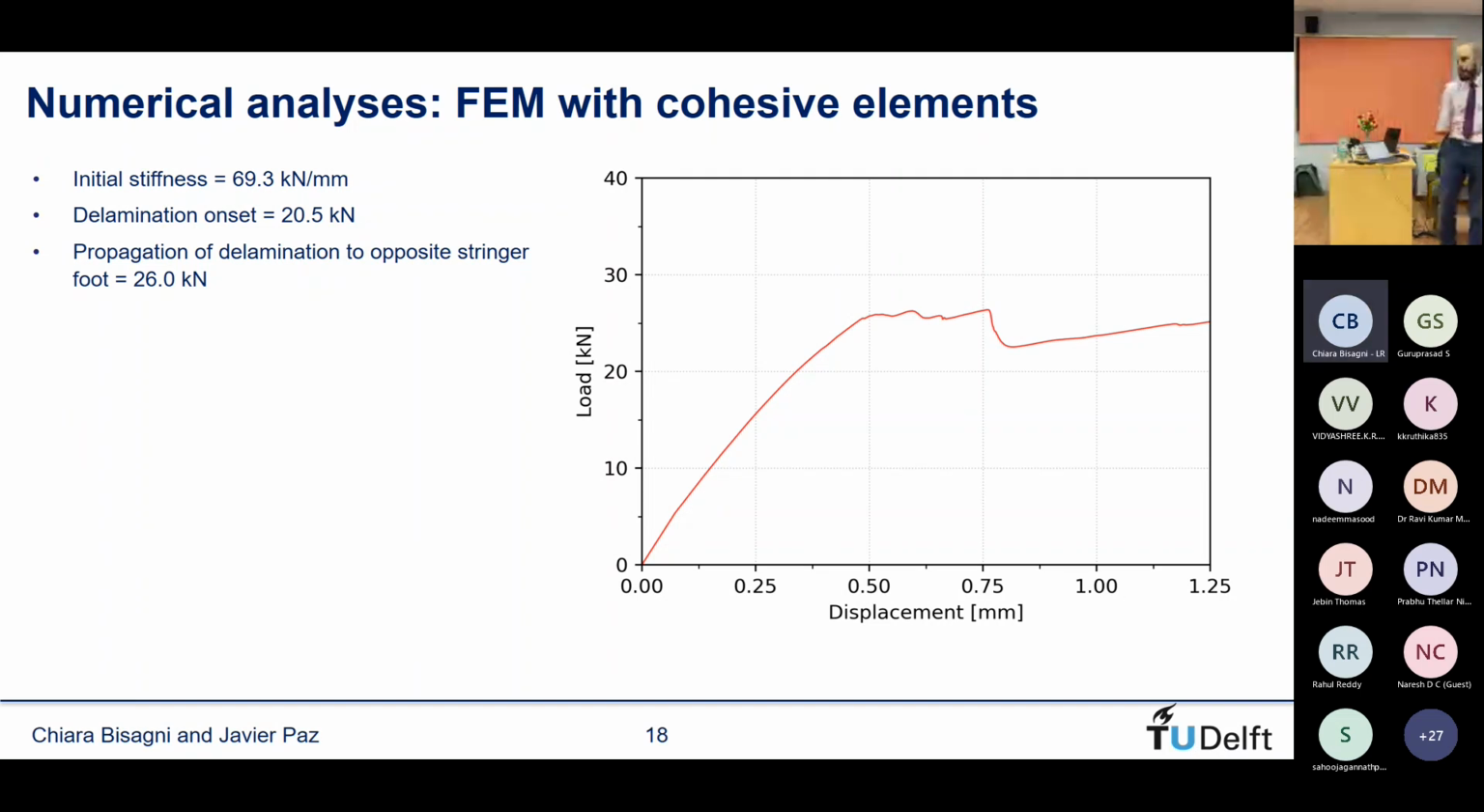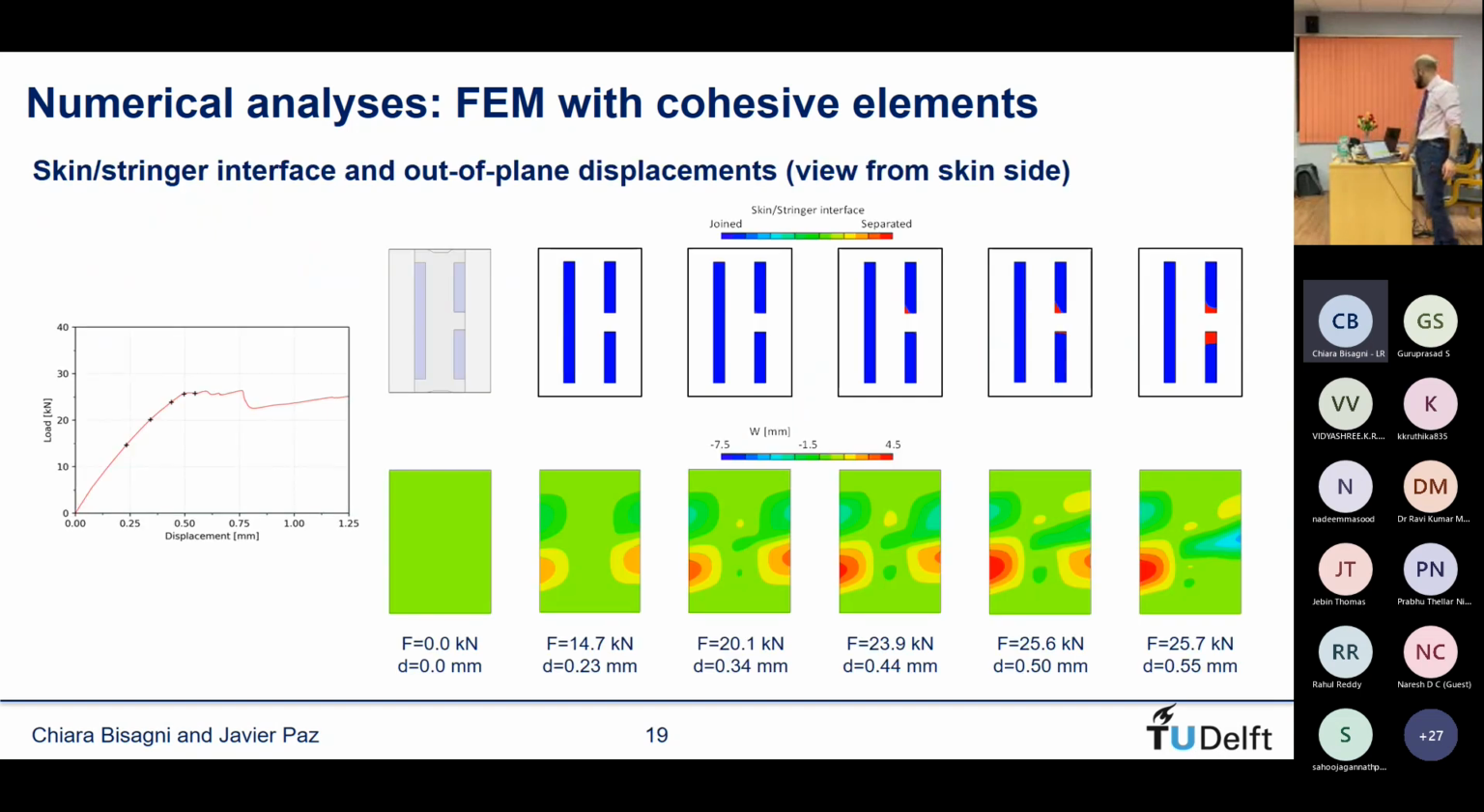Then after that, it will keep propagating, and if we had considered material failure, there would be the specimen collapse after this, but we are not interested in that for this project, so that's why we decided to leave it. So this is a bit how the model behaves.